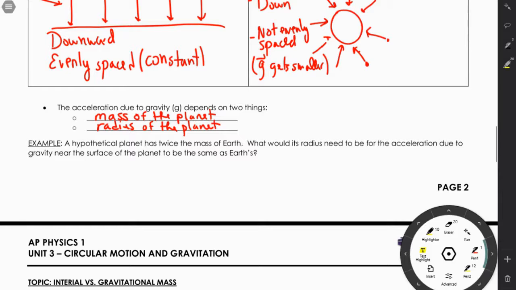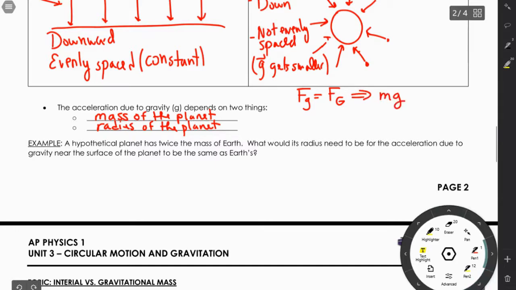It may say you have a hypothetical planet that has this and this, what's the g value, or how does it compare to Earth's? And so how do we get this distinction? Well, the weight of an object would equal the gravitational force, and I'll put a big G for gravitational force, the Newton's law one. But what are the formulas?